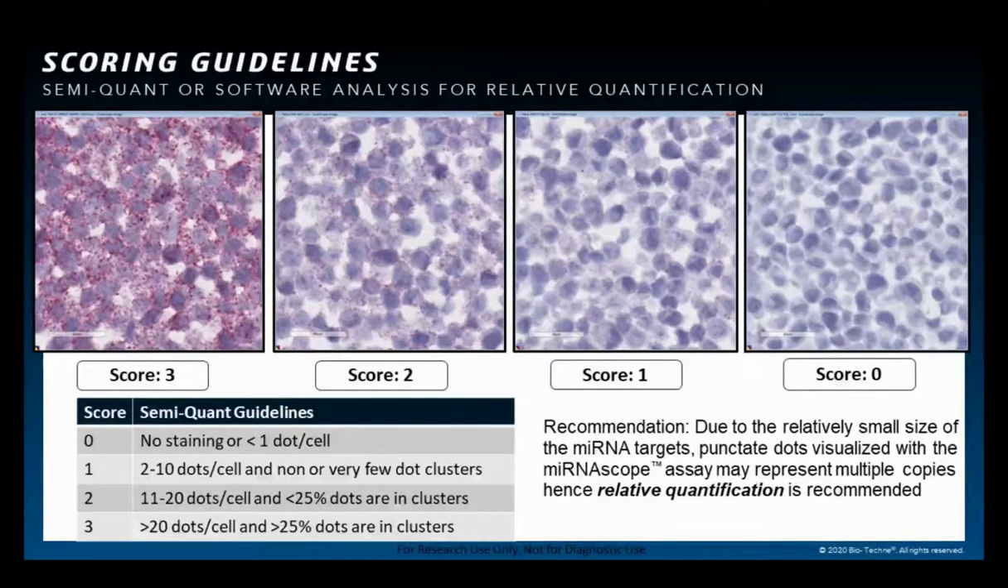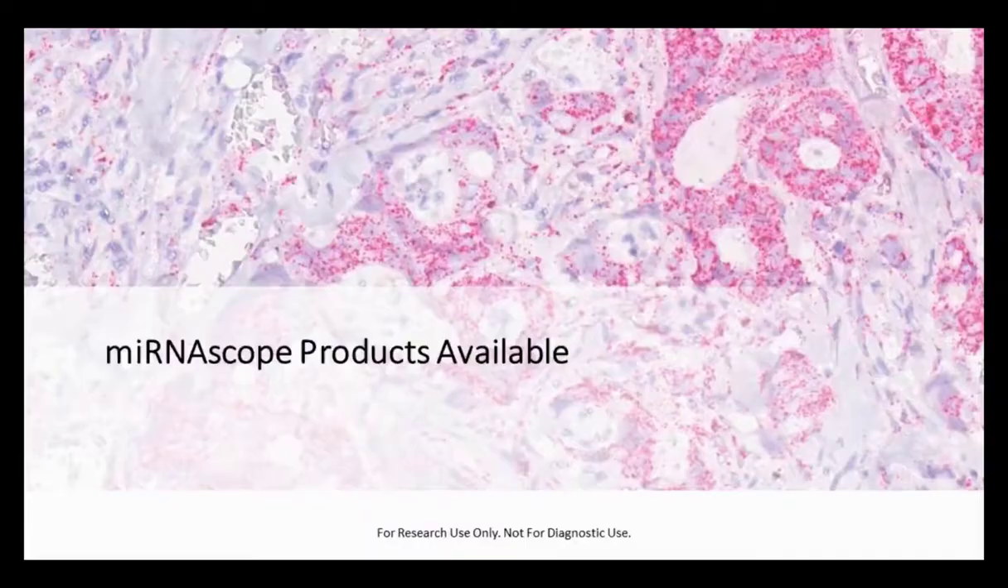A note that we want to mention is that due to the relatively small size of the microRNAs or ASOs or siRNA targets, the punctate dots seen under the microscope may represent multiple copies. As a result, we recommend our users to interpret the data by relative quantification, meaning that they should always use the negative control as the baseline for measuring the change in their target probe expression.